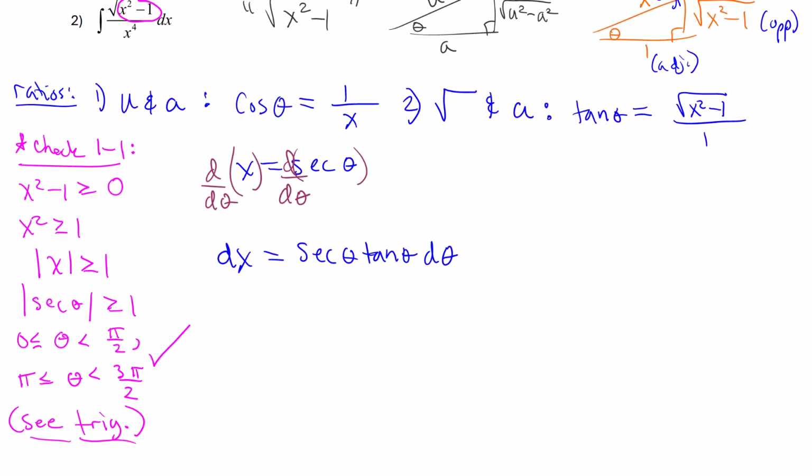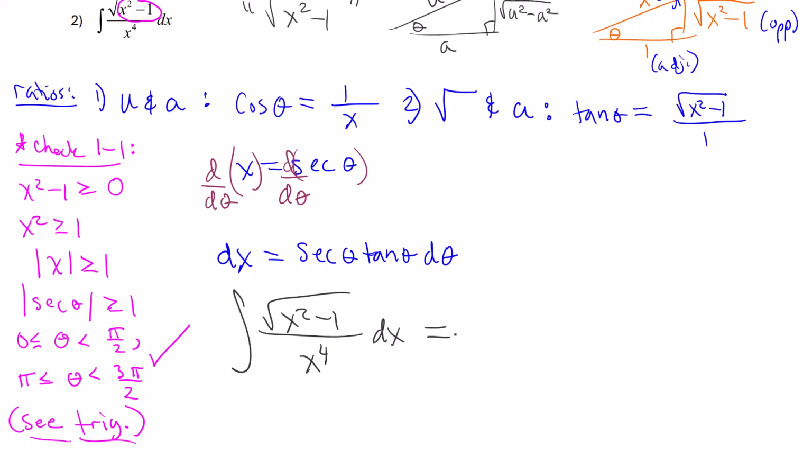All right, I think we're ready to do some substitutions to make this thing start looking pretty. So let's take our original problem. I'm just going to copy it down again. It's the integral of a fraction whose numerator was the square root of x squared minus 1. The denominator was x to the 4th, and this is all dx.